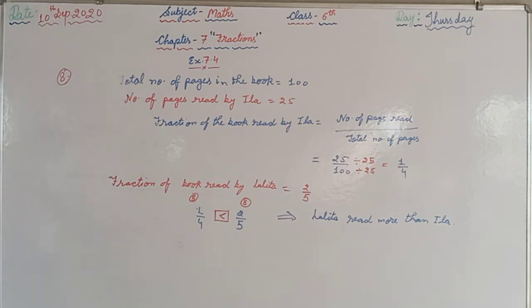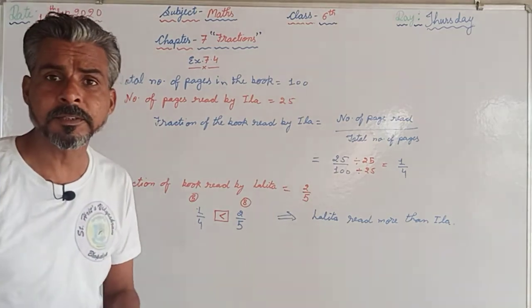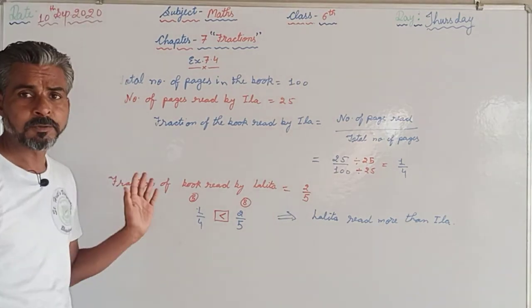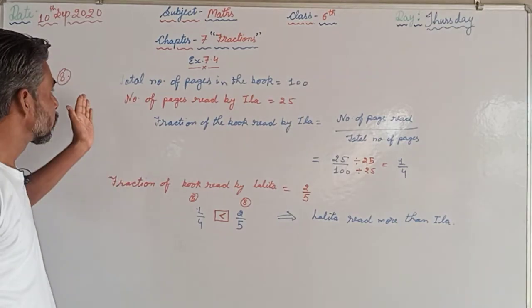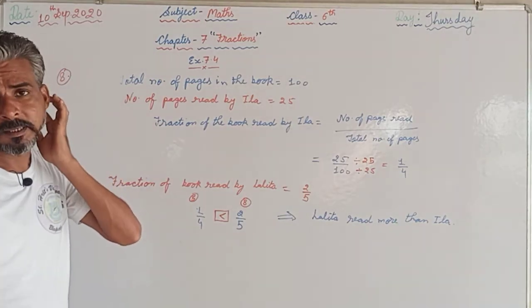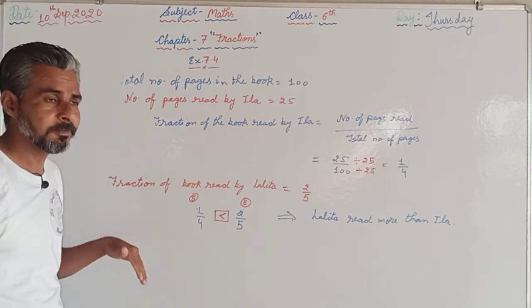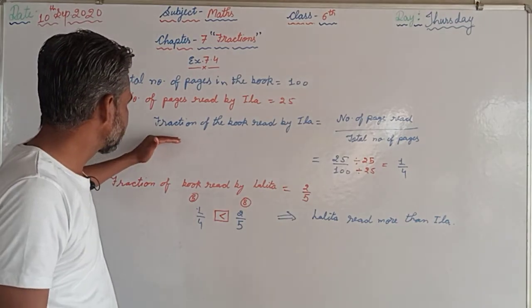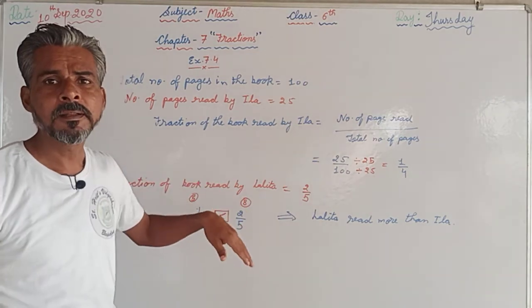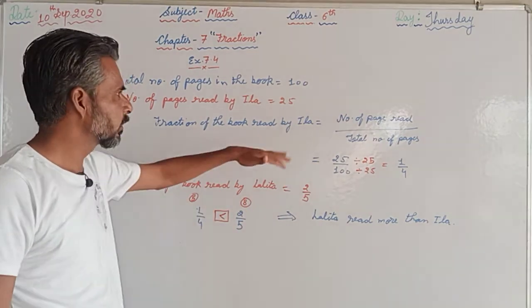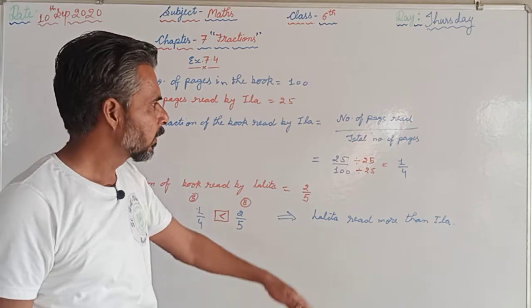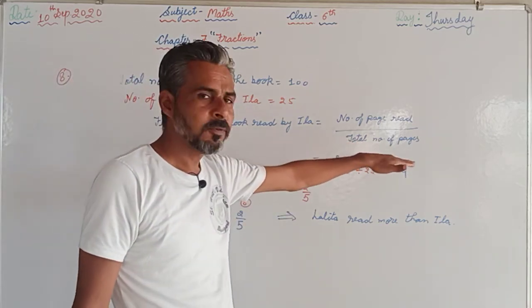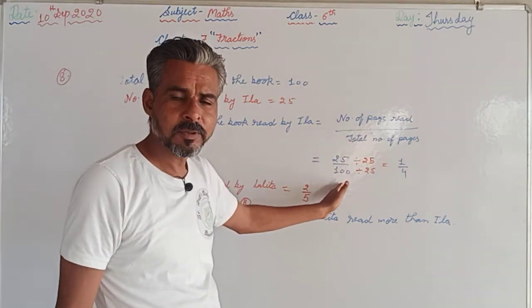So like this we have to proceed. I hope that you have understood. So I want to repeat that once more. Total number of pages in a book are 100, and Ela read 25 pages out of these 100 pages. So first of all we have to find the fraction, because we have to compare with the fraction. So the fraction will be number of pages read by Ela upon total number of pages, that is 25 upon 100, that is not in the lowest form.